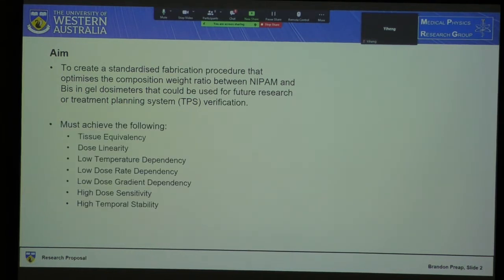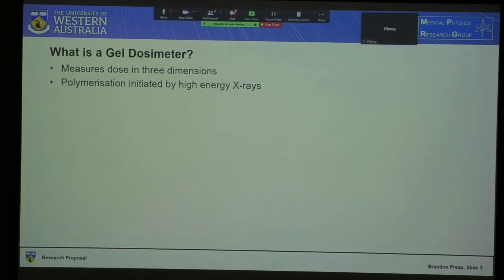But the main aim of creating a gel dosimeter is to achieve the following: tissue equivalency, dose linearity, low temperature dependency, low dose rate dependency, low dose gradient dependency, high dose sensitivity, and high temporal stability. So in the ideal world, they'll all be achieved.